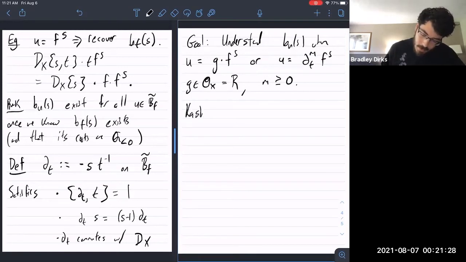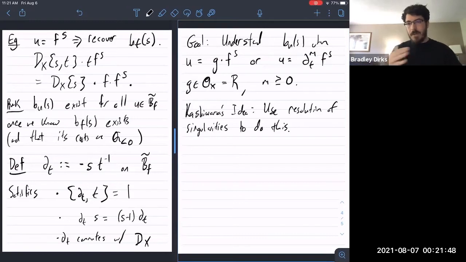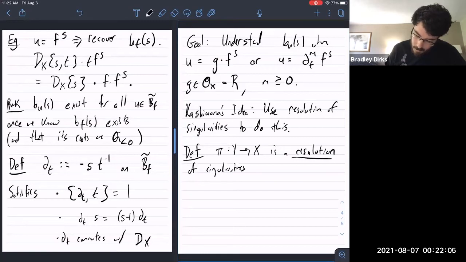And Kashiwara's idea is to use resolution of singularities to handle this. But you'll see that we have to do a lot of work to actually get information on a resolution down to the module that we care about. So let me just define what I mean by this resolution of singularities. So some map pi from y to x is a resolution of singularities of this zero set f equals 0.